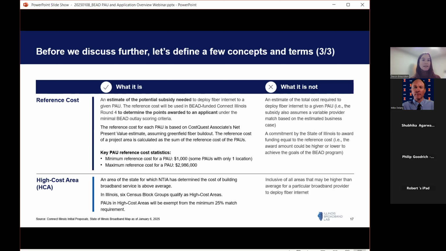You'll be able to see an overlay for these high cost areas on the project area selection tool. In the layer available right now, you can see on a location basis whether it is a member of a high cost area. And again, this is just one way to measure high cost areas. It may not be inclusive of all areas that are expensive to deploy fiber, but it is the measurement that NTIA has put forth as an opportunity to seek a match waiver.